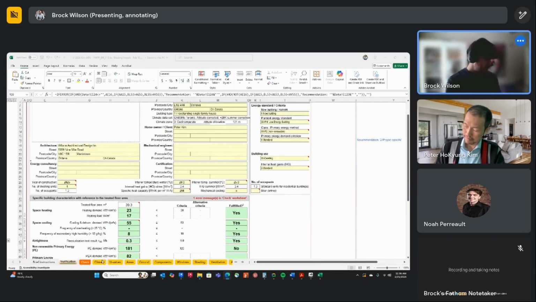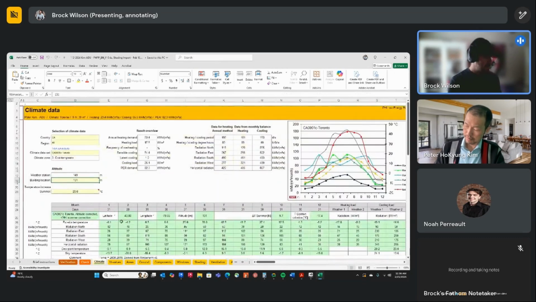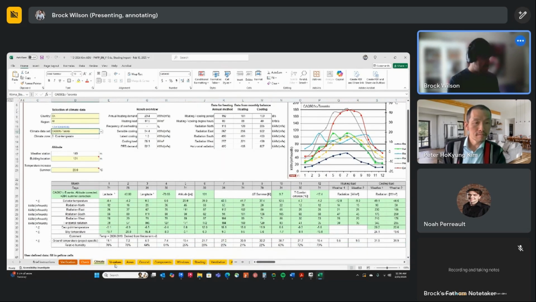So just running through this quickly, for the climate, we've inputted the location. PHPP has shown that Toronto is the best location for that. So we've shown that. So we've got the climatic data in there.